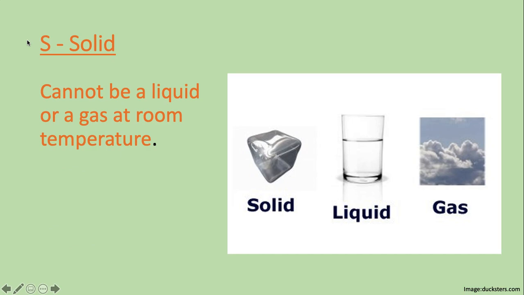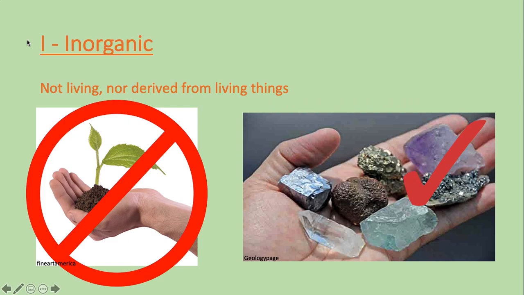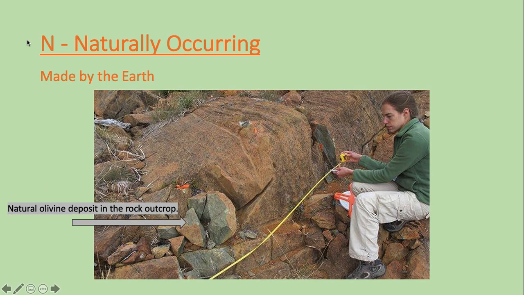Solid. Solid means it can't be a liquid or a gas at room temperature. Inorganic. Inorganic means not living nor derived from living things. N is for naturally occurring. That means it's made by the earth, not by people.